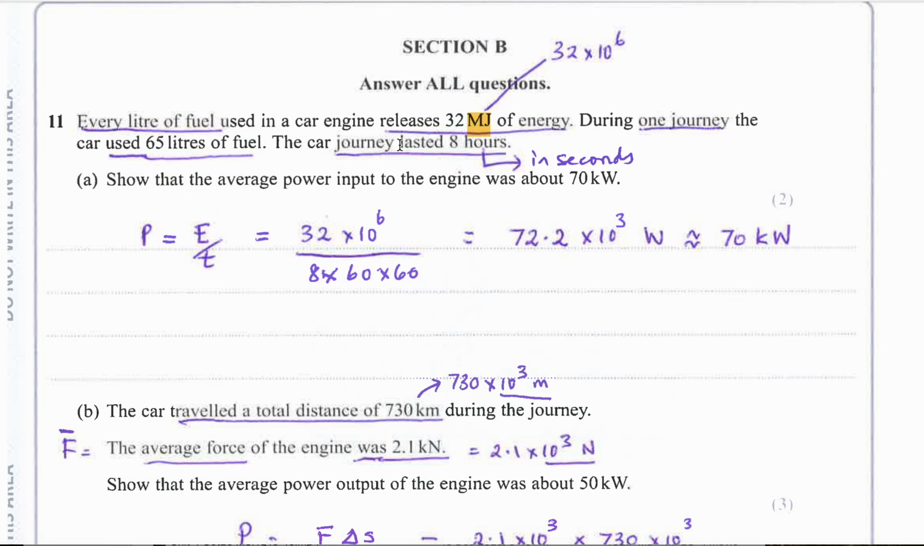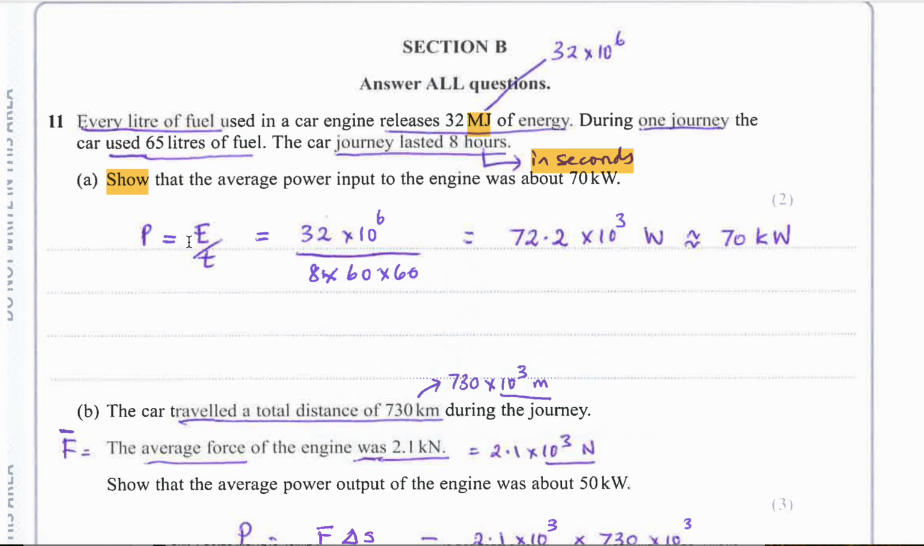The car journey lasted 8 hours. So remember that when you're working out things, you need to convert time into seconds. And it wants you to show, that means mathematically, that the average power over that time, the average power input to the engine was about 70 kilowatts.